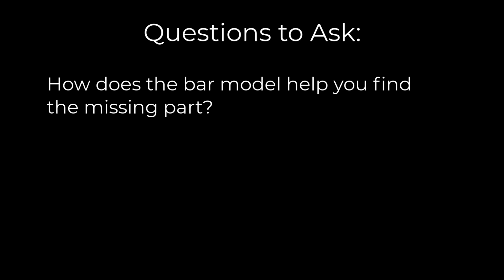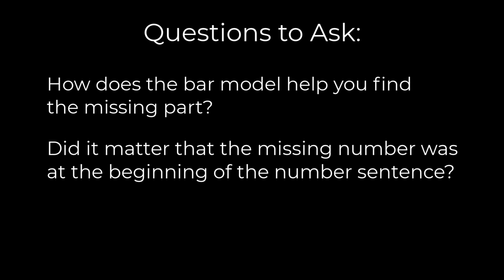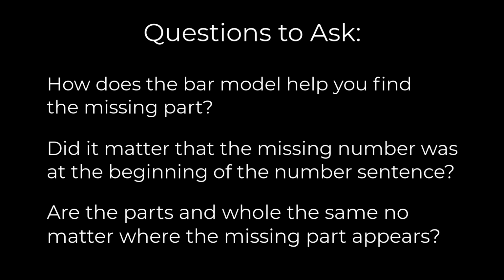You might prompt them. You can ask them questions like, well, how did the bar model help you find the missing part? Did it matter that the missing part was at the beginning of the number sentence? Are the parts in the whole still the same no matter where that missing part appears?